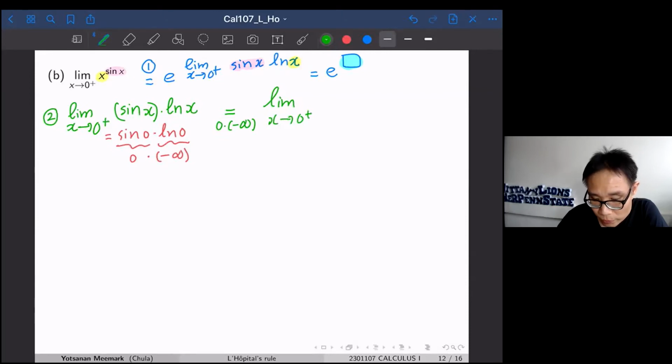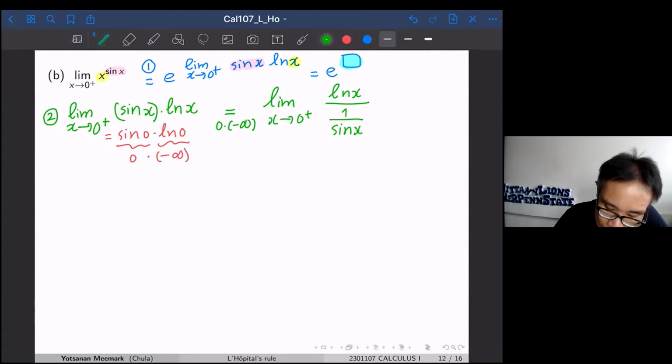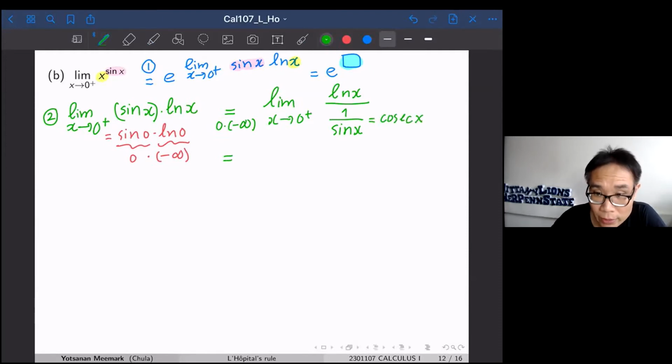I'm going to move sin to the bottom because we have many trigonometric identities for the reciprocal. However, if you do it for the log, it's going to be more complicated. So you get this one, and the bottom turns out to be cosec x, since 1 over sin is cosec x. And when x goes to 0, the log goes to log 0, so it's going to be infinity over infinity.